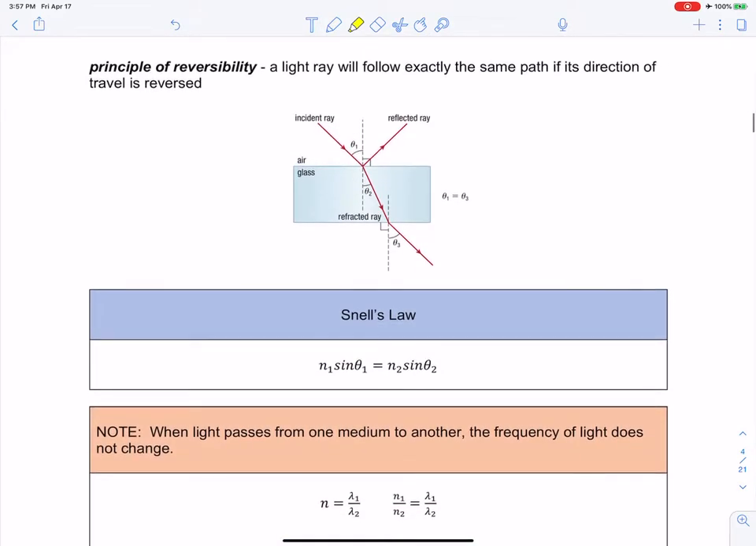When solving problems dealing with the index of refraction for light in different media, we use Snell's law. And Snell's law states that the index of refraction times the sine of the incident angle is equal to the index of refraction for the second medium times the sine of the refracted angle, theta 2. So n1 sine theta 1 is equal to n2 sine theta 2.